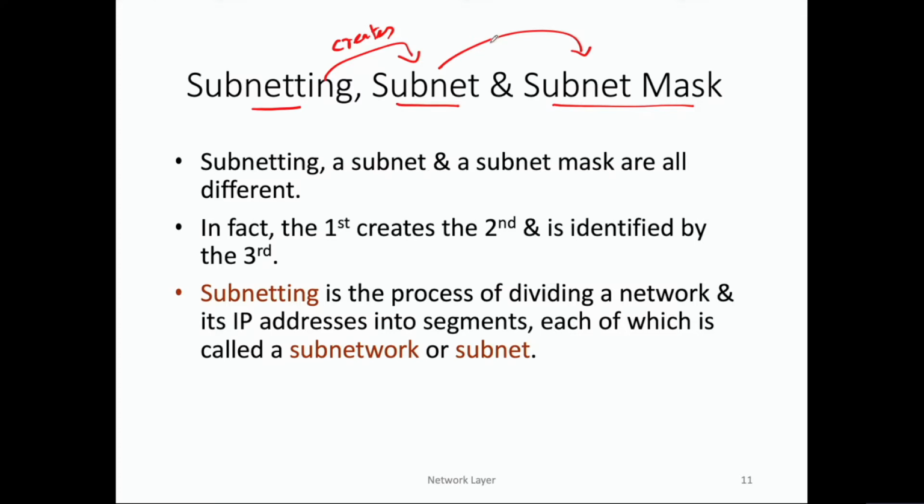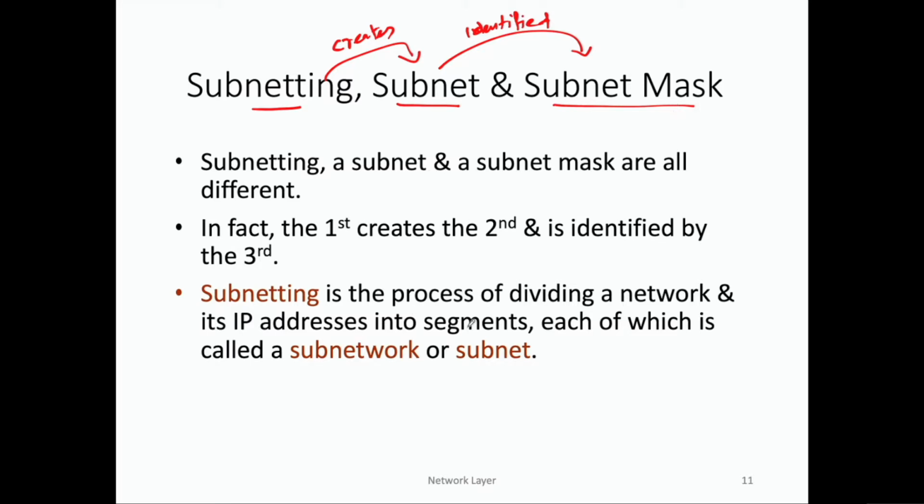Then we know how to calculate a subnet mask, where we turn all the bits representing the network portion to 1 and all the host portion bits to 0. So subnetting creates subnets, and subnets are identified by subnet masks.